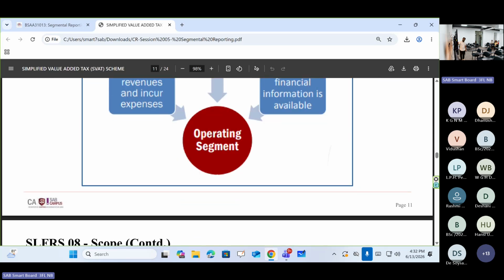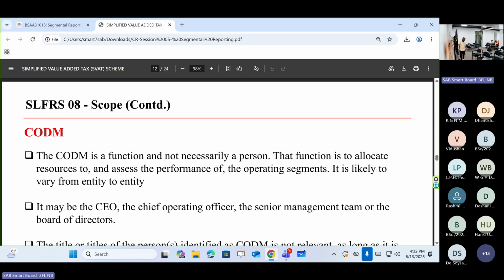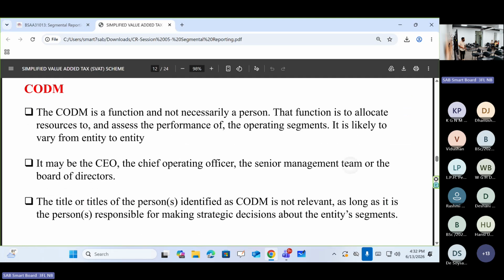Right? Okay. Who is CODM? I have not tested this in the exam.